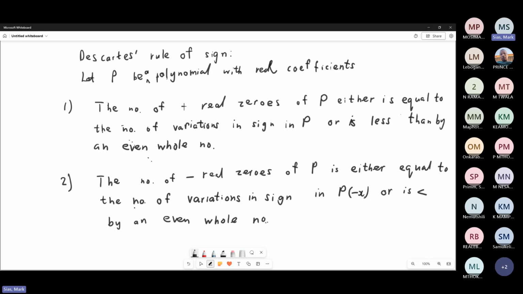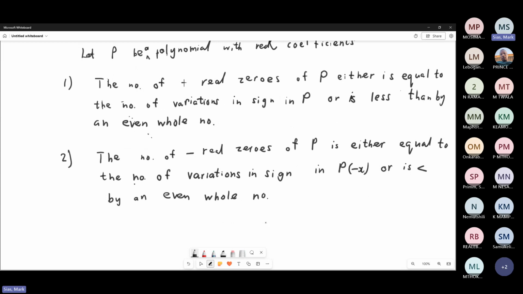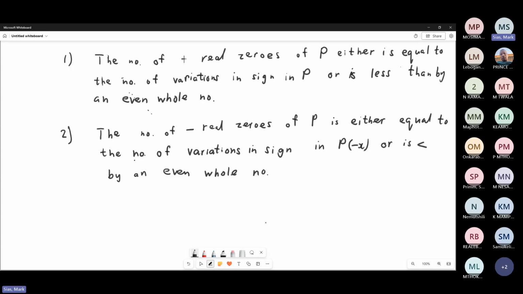And then the number of negative real zeros of P. So you have negative zeros also, you have positive zeros, but the number of negative real zeros, so -2, -4.6, whatever, it's a real number. So the number of negative real zeros of P is either equal to the number of variations in sign in P of minus X, right? Or is less than that by an even whole number, okay? So when we come to a specific case now, we'll use it.